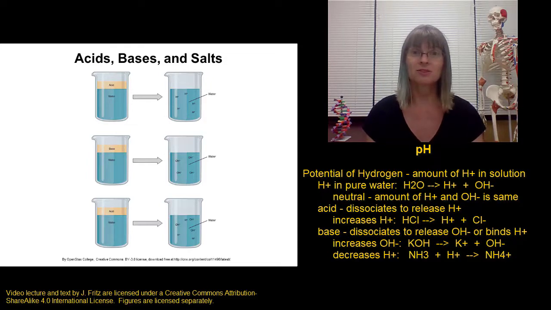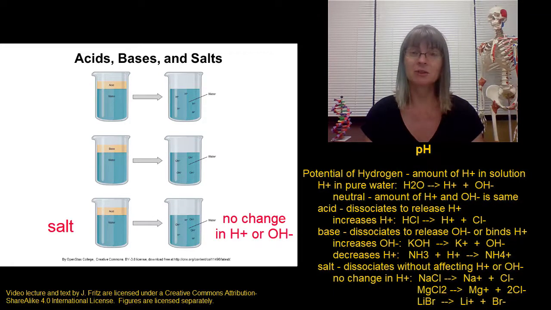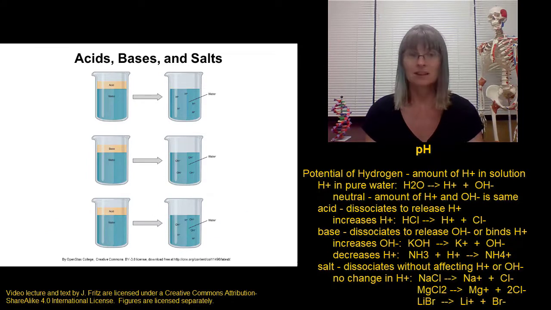Most ionic molecules that dissolve in water are not acids or bases. Anything that dissolves in water and dissociates into ions that doesn't increase or decrease the hydrogen ion is considered a salt. Sodium chloride is a great example of that. When we put sodium chloride in water, it separates into sodium and chloride. And neither of those is going to change the amount of hydrogen. We're not increasing or decreasing the amount of hydrogen. We're not changing the pH. That's a salt. A few other examples of salts would be magnesium chloride or lithium bromide.